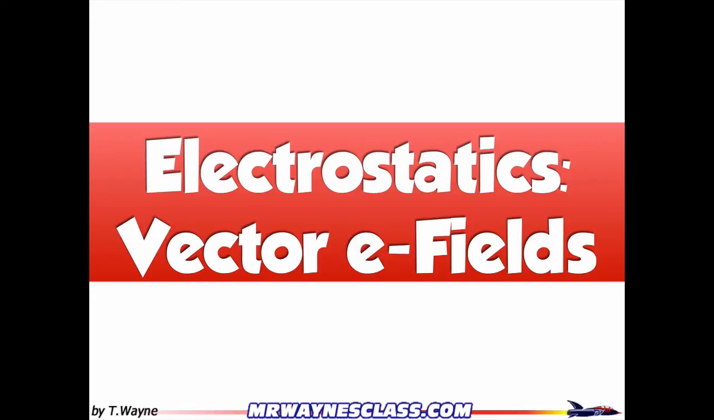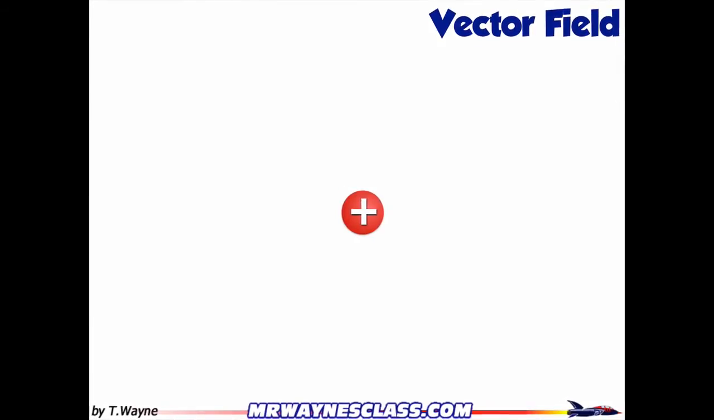This video is electrostatics and vector E fields. So let's start with a vector E field. I've got to have a charged object to begin with, and this is going to provide the structure in space to exert a force on another charged object. So what I'm going to do is populate the screen with the field of vectors, where the length is going to represent the magnitude and direction of the electric field.